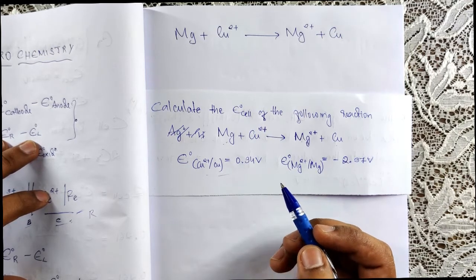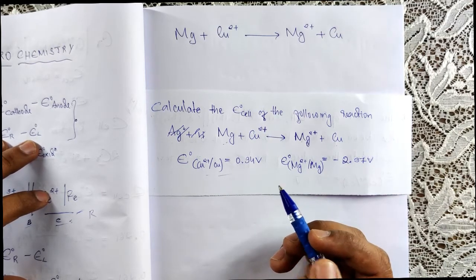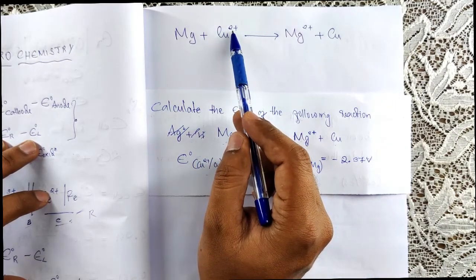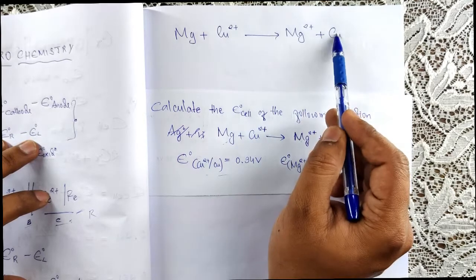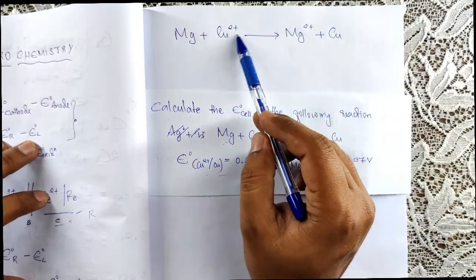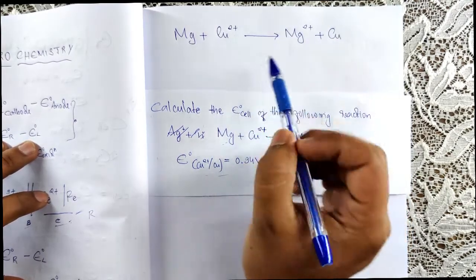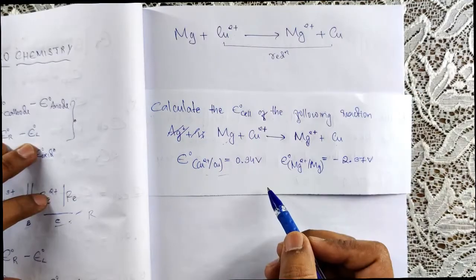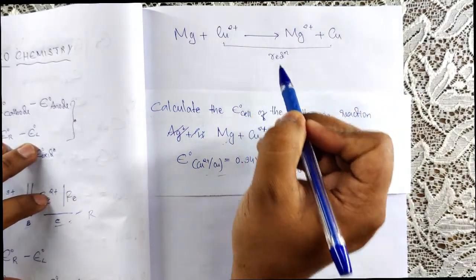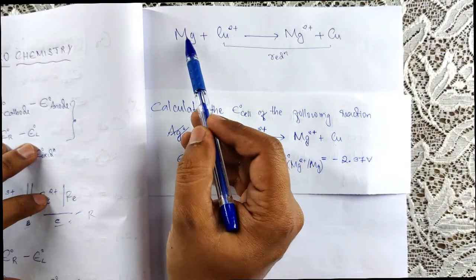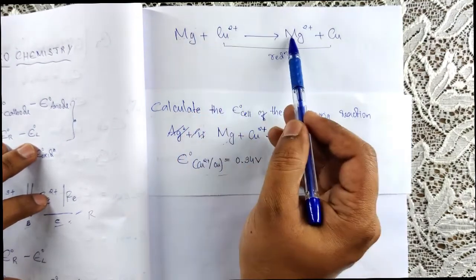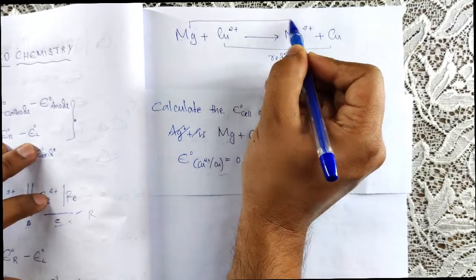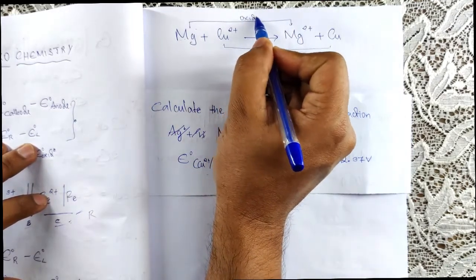So what is reduction? Reduction is gain of electrons. So if you look here properly, Cu2 plus, and out here it is Cu0. So there is gain of electrons out here. So this will be your reduction. And what is oxidation? Oxidation is loss of electrons. So out here is Mg0 and out here we have Mg2 plus. So there is loss of electrons. So this will be our oxidation.